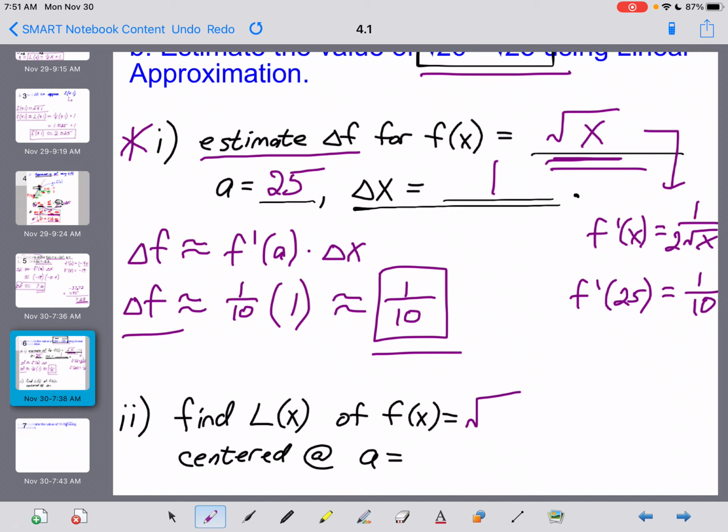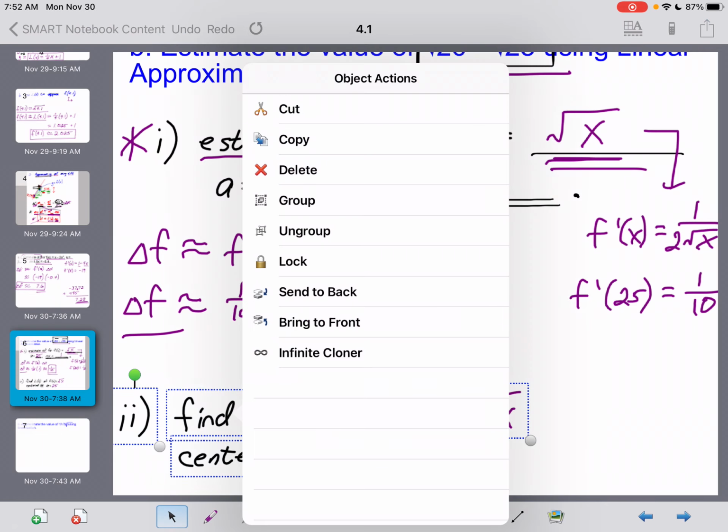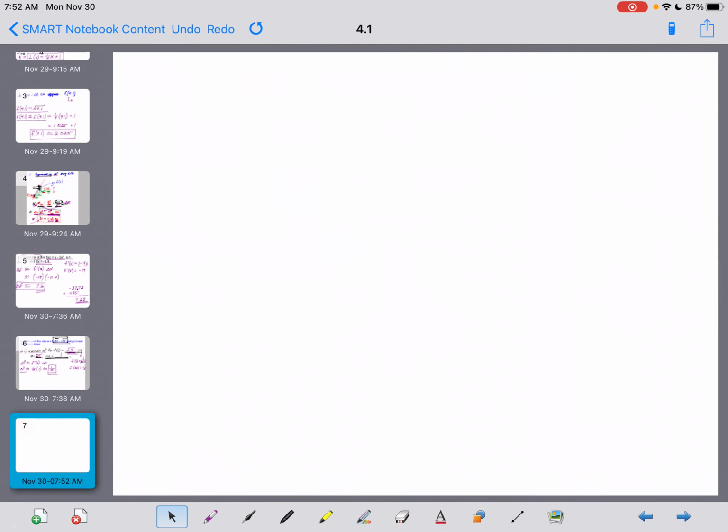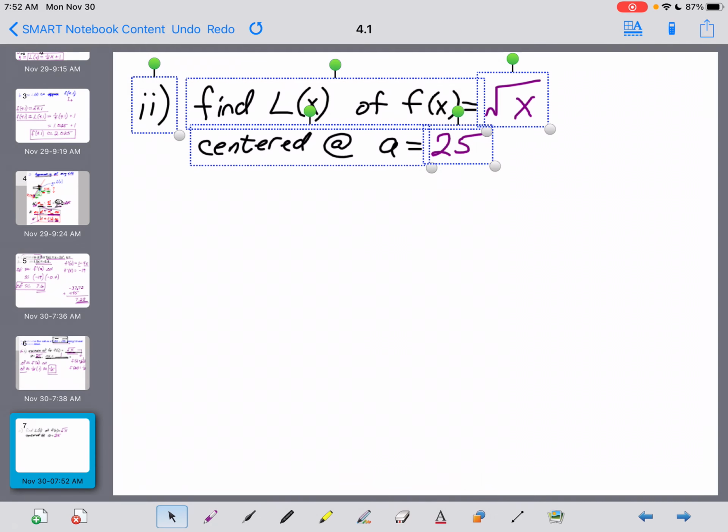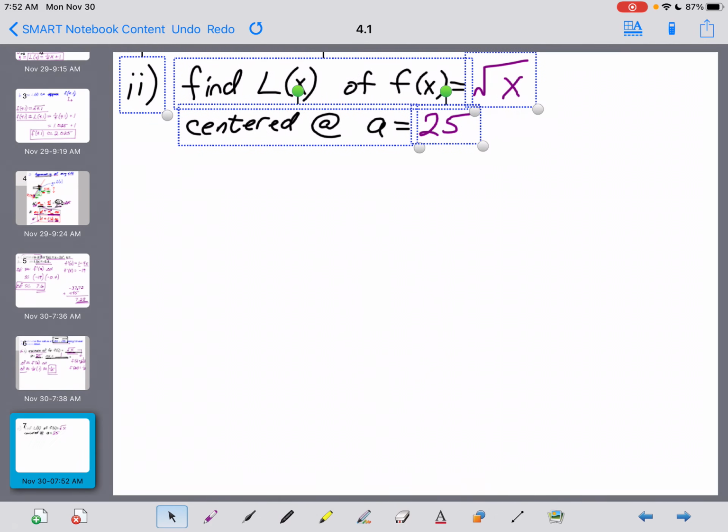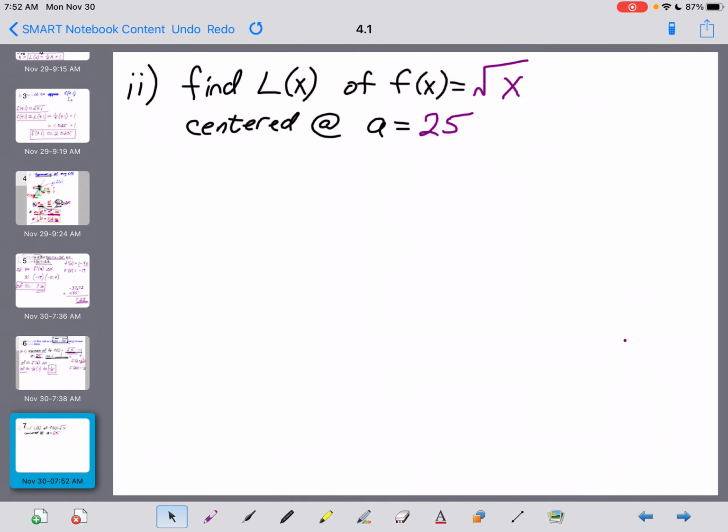The function was the same. It was still going to be the square root of X centered at the same A value, which was going to be 25. So if we thought about how to come up with the equation of our tangent line, I'm going to steal all of this and just move it onto a new page right here, guys, because we don't have room here to do that. So I'm going to cut, start a new page, and then paste it right here. This is the alternate way to do this one if you didn't want to learn that new formula. So this is going back to what we had said a moment ago, of trying to come up with the equation of our tangent line.